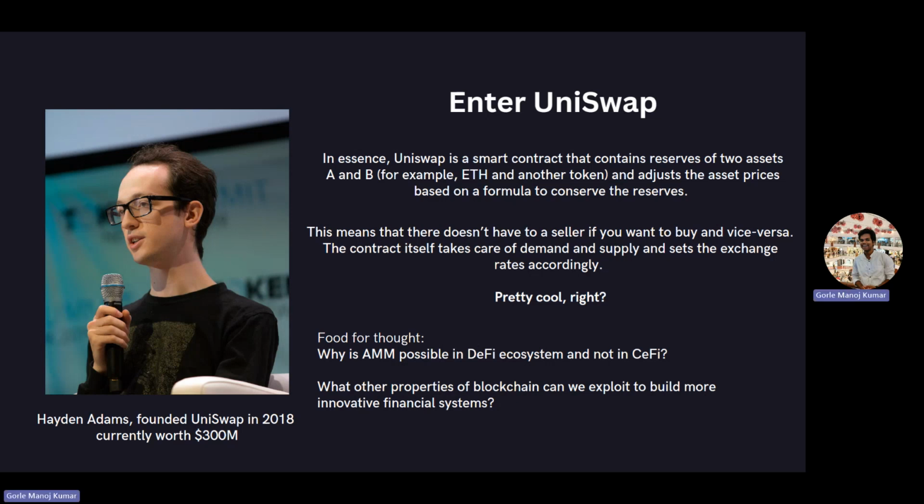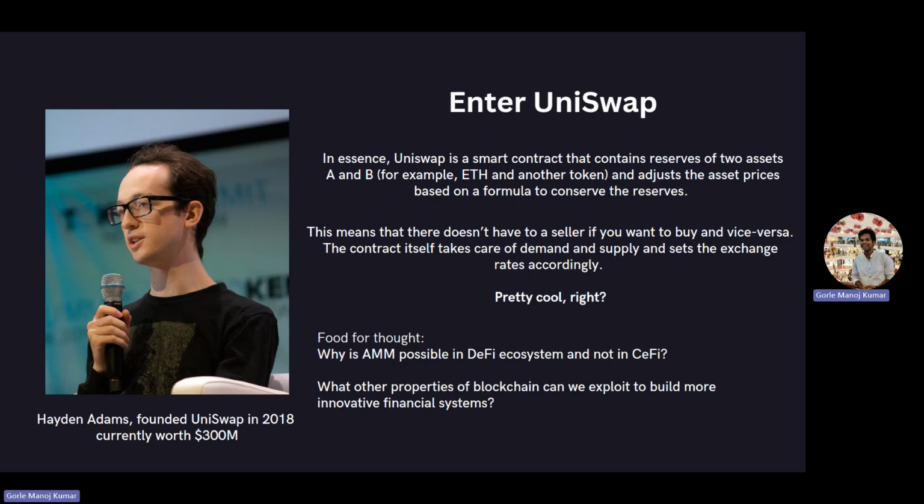There is no third person, there's no seller that needs to be there for you to transact. Now the question is, why do you think AMMs are possible in the DeFi ecosystem and not in centralized finance? Which is something to think about. And secondly, this is a much deeper question, which I just put there for fun: if you look back and question why AMMs are even possible in blockchain technology?